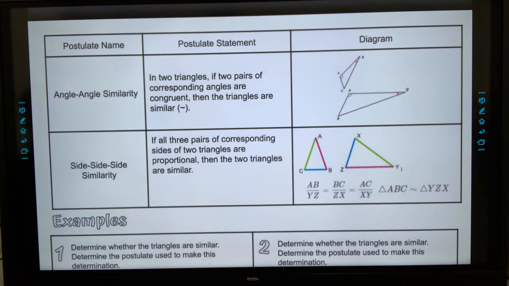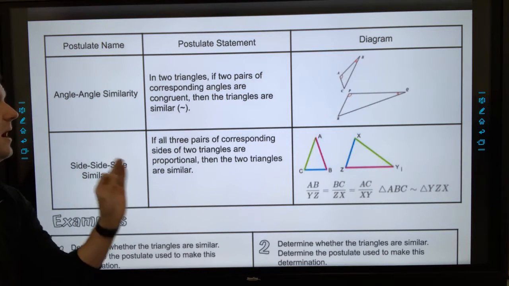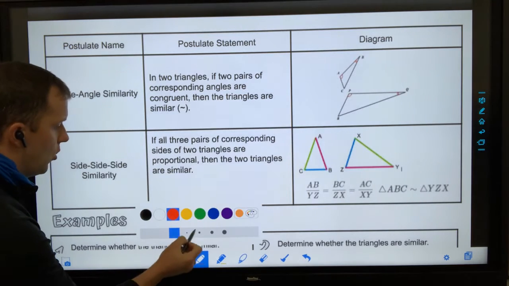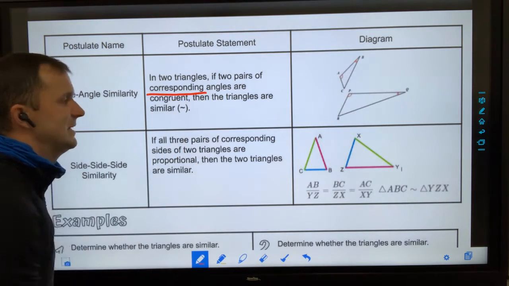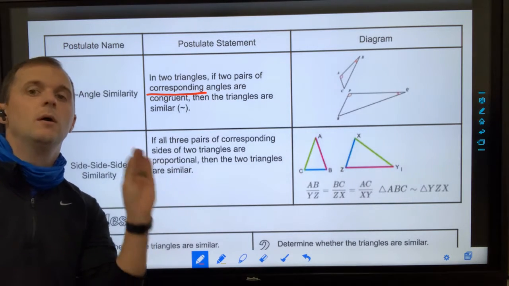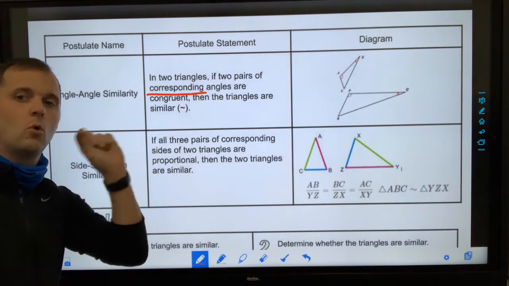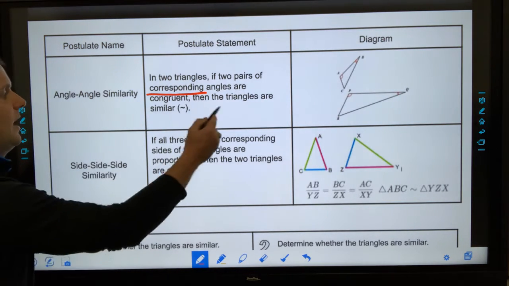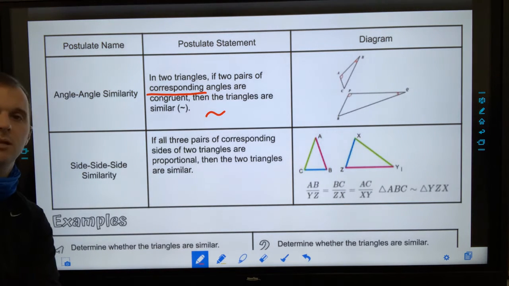Looking at the first postulate, here is the angle-angle similarity. What this states is, in two triangles, if two pairs of corresponding angles, and this is so important that you guys understand this, corresponding, I'm going to underline that. Corresponding angles, meaning the same angle in the same spot of the triangle, have to be congruent. Then the triangles are similar. And make sure y'all understand that if I just do a squiggly line, that means similar, okay?